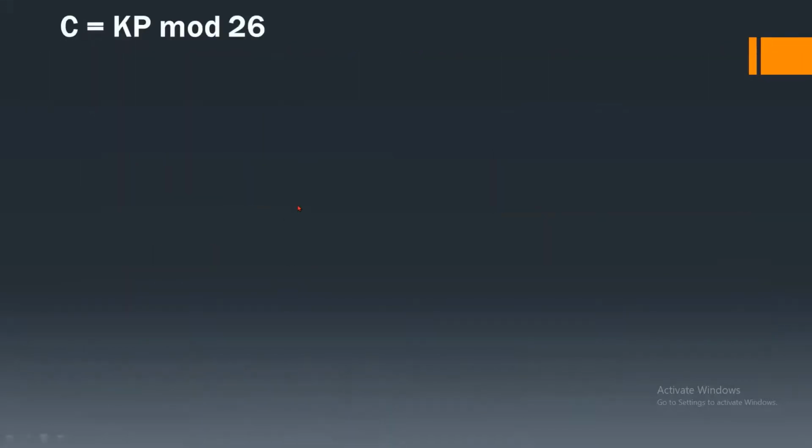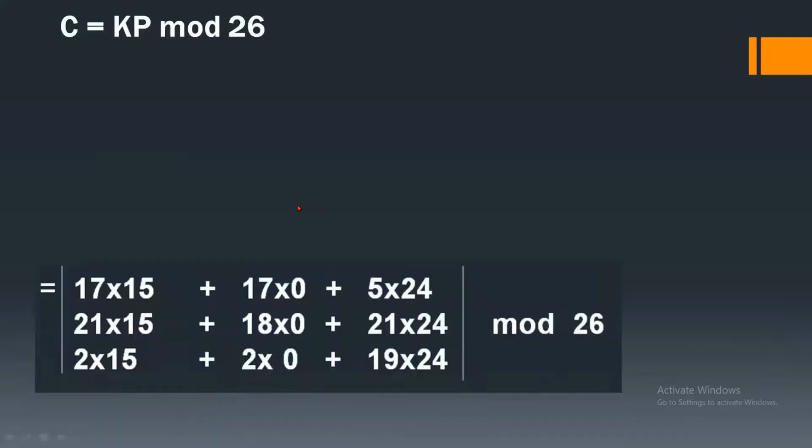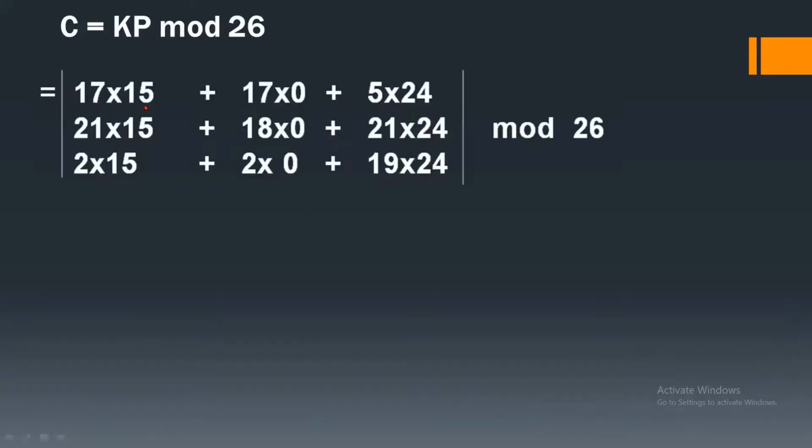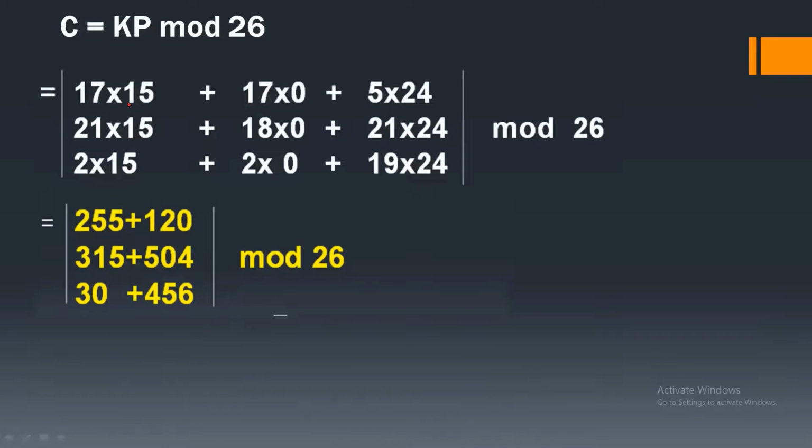So coming back, as I told already, we will be doing this calculation 17 into 15, 21 into 15, 2 into 15. And then we need to add all of those results, and then we have to do a mod 26 operation on the result. When we do this, 17 into 15 would be 255, 17 into 0 would be 0, 5 into 24 would be 120.